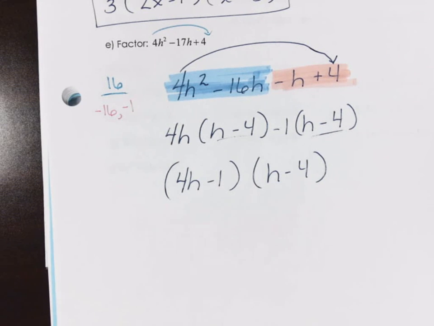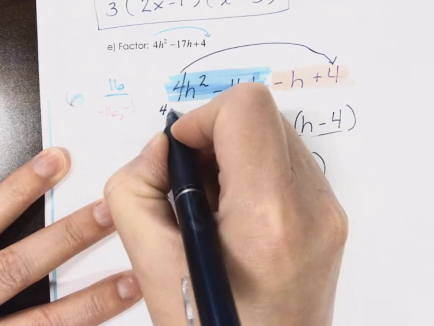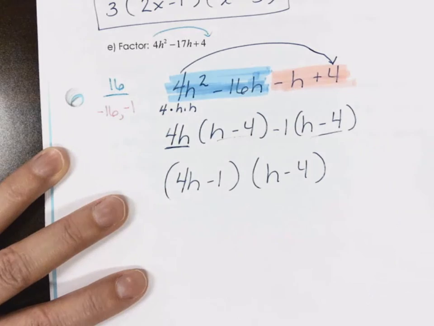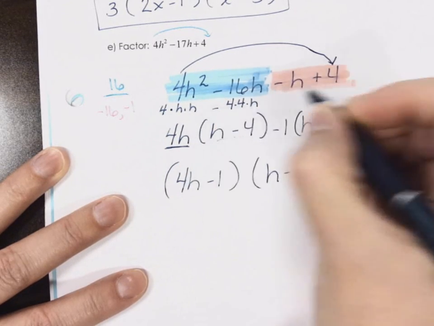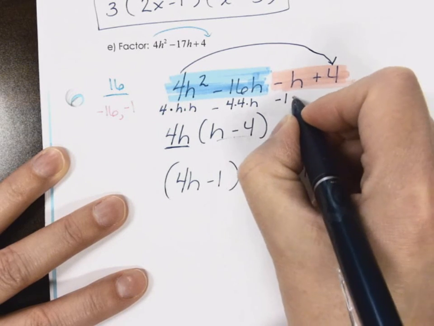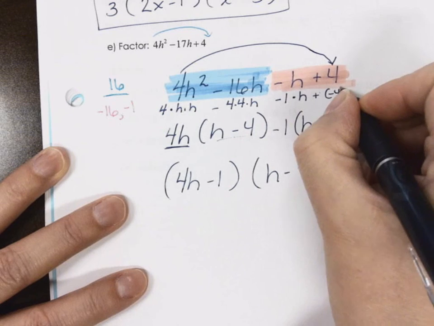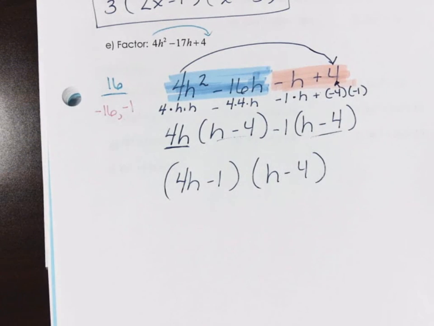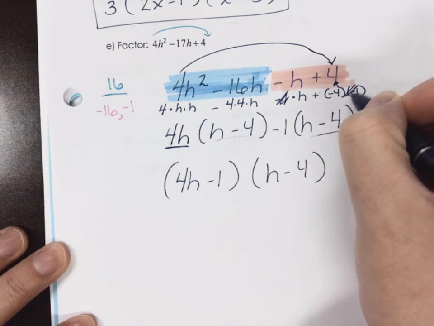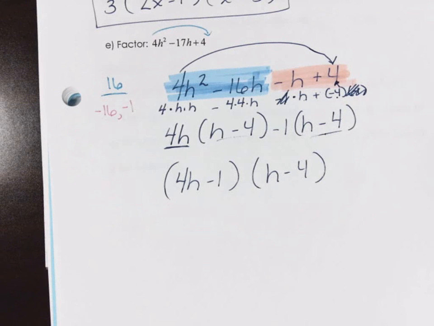And I can do it in a lot less steps than you guys can. So if you're looking for that expanded factor thing here, if I'm pulling out the 4h, then write your expanded form using 4h's. And this would be negative 1 times h. This would be a negative 4 times negative 1. Because remember, it has to equal that positive 4. So if I take out that negative 1, I'm left with h plus a negative 4, which is the same thing as h minus 4.